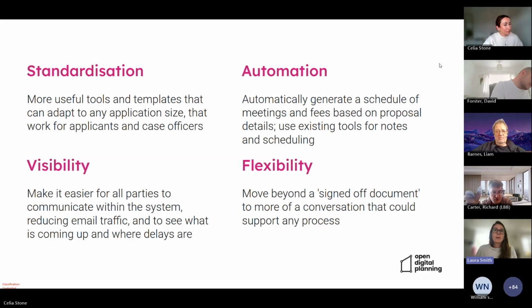Something around visibility, so making it easier for all parties to communicate within the system, reducing email traffic, and to see what's coming up. For example, is there a meeting about transport coming up? What are we talking about at that meeting? Who needs to be there? And where delays are happening, so everyone's aware of why a delay is happening and whether there's any point in actually trying to chase up.